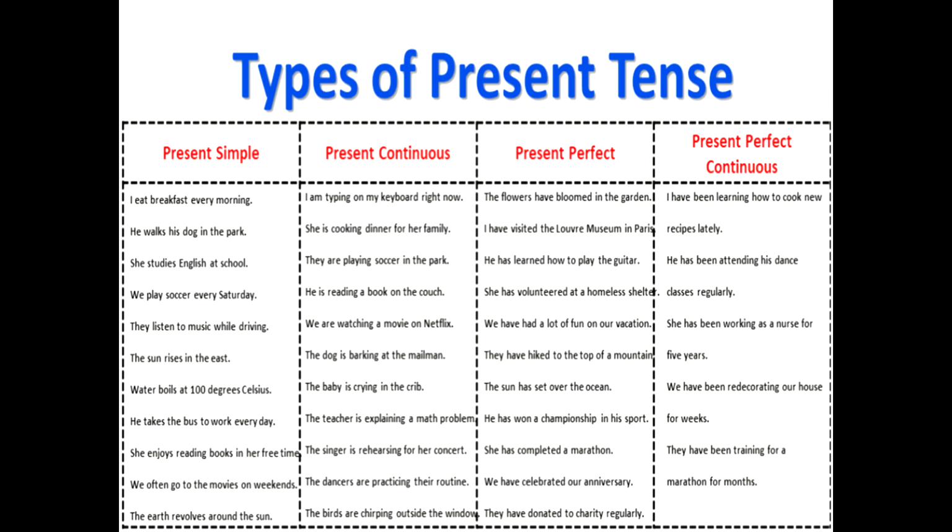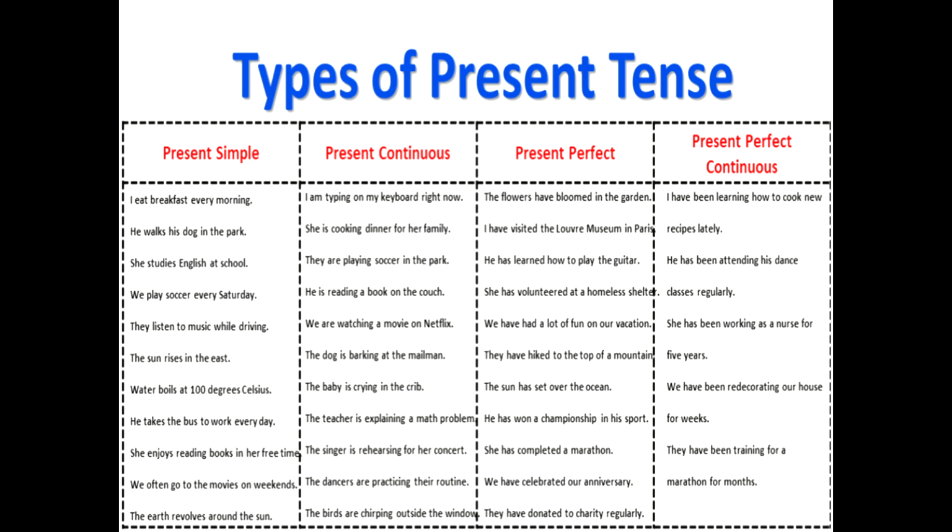And coming to present continuous, first person: I am typing on my keyboard right now. That action is happening now. It's going on. The action is in progress. So, I am typing on my keyboard right now. And let us say third person singular: she is cooking dinner for her family. And third person plural: they are playing soccer in the park.